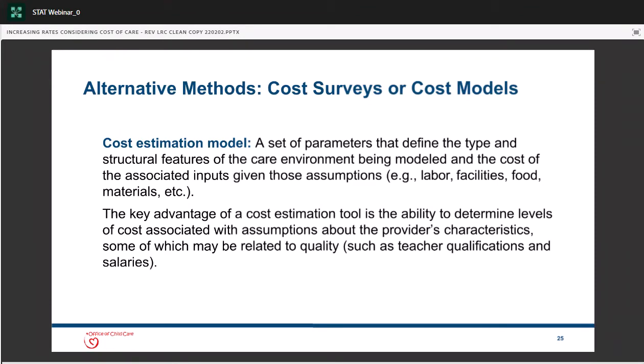Another approach to alternative methodologies is the cost estimation model. As the first sentence on the slide indicates, a cost estimation model involves establishing a set of parameters that define the type and structural features of the care environment being modeled and the cost of the associated inputs given those assumptions. I don't know about you folks, but that's a brainful for me.